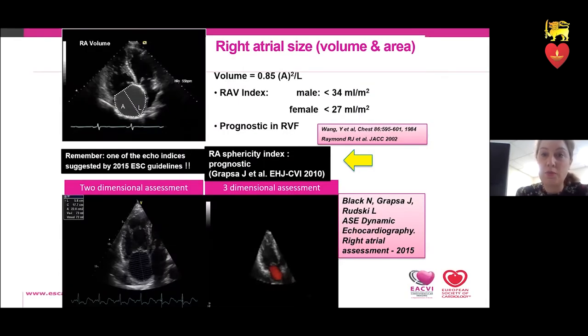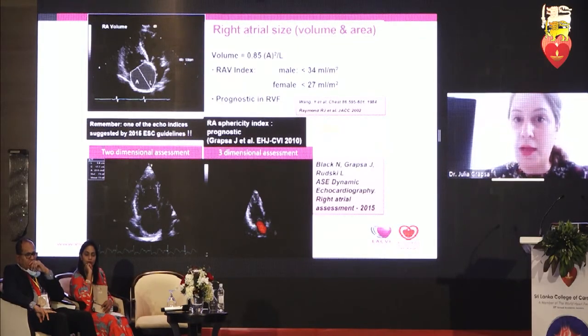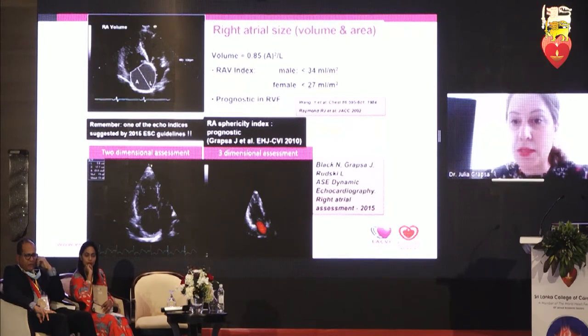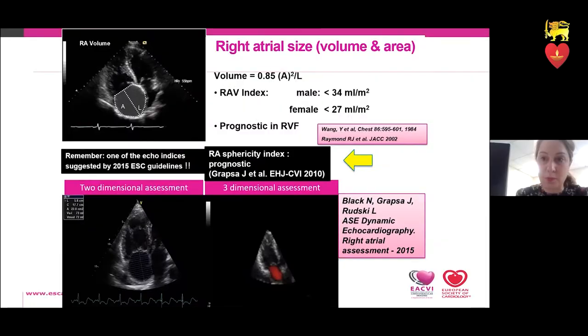And when it comes to the right atrial size, this is one of the echo indices that was suggested by the ESC guidelines together with the pericardial effusion. It is prognostic in right ventricular failure. You will see many heart failure studies that use the right atrial size as a prognostic index for patients, especially for hospital outcomes. There are multiple ways to measure that.